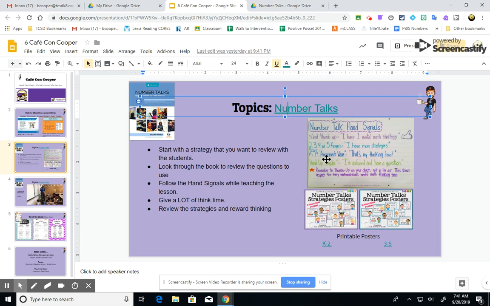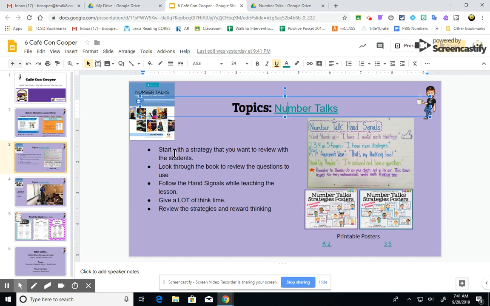And then the kiddos who want to be involved are going to do this little hang loose sign going back and forth. That's like, oh, I'm thinking that too. Yeah, I agree. Hand up, just a regular hand up, means, ooh, I'm confused or I'm not sure what to do there. Remember to keep thumbs on your chest and not in the air. That shows respect, that you are listening during your think time.